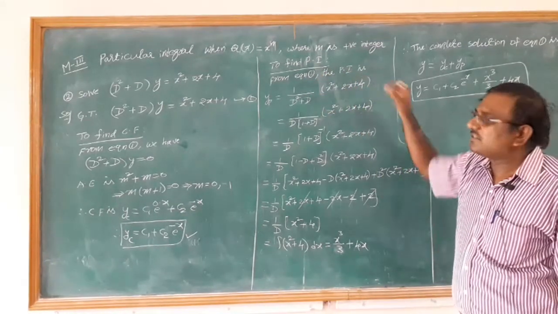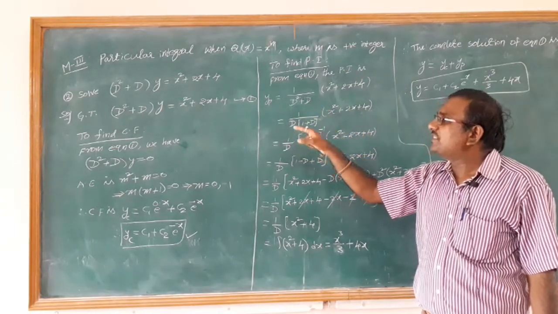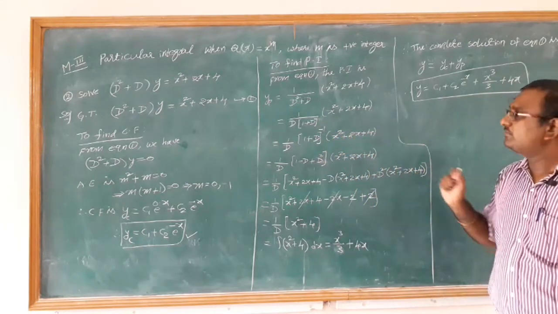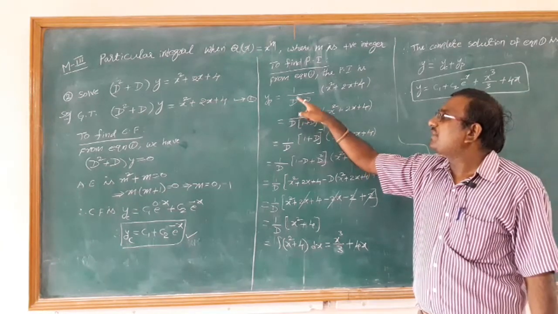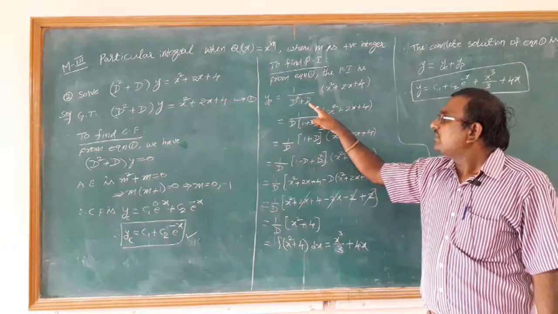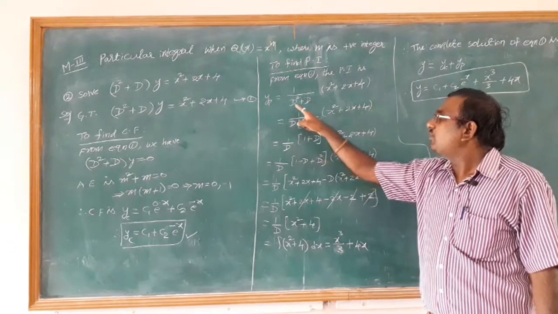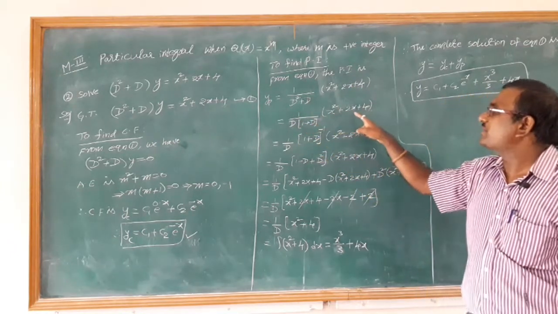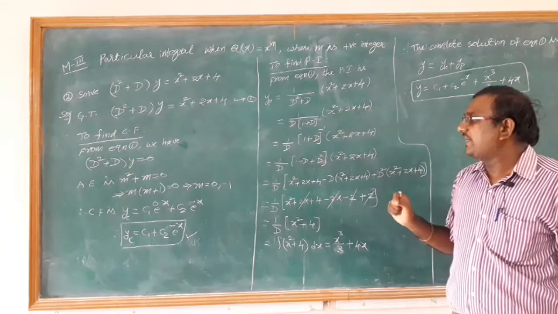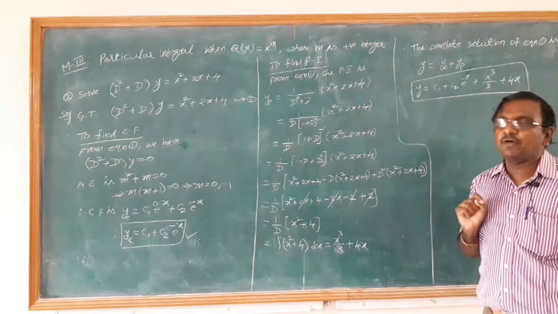If you want to apply method 3, we have to reduce the denominator to the form of 1 plus phi of D or 1 minus phi of D by taking the lowest power of D term as a common factor. Here we observe the powers of D: here the power of D is 2, here the power of D is 1. So the lowest power of D is D. I can take D common here, then you get 1 by D into 1 plus D into x square plus 2x plus 4. Taking 1 plus D to the numerator side, we get 1 by D into (1 plus D) whole power minus 1 into x square plus 2x plus 4.